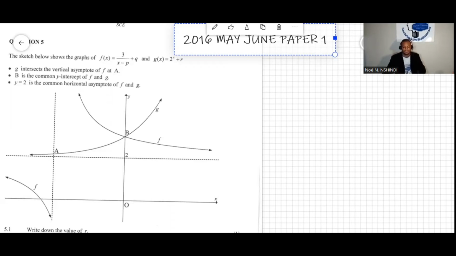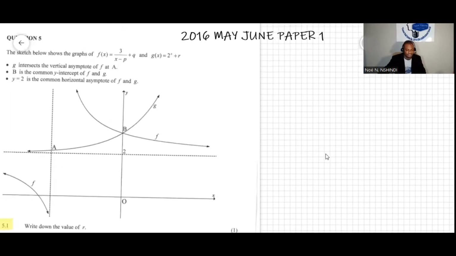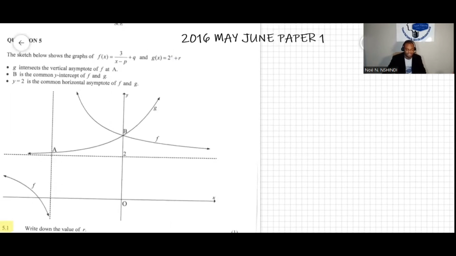Now, question 5.1, as we can see, says write down the value of r. Let me highlight question 5. We need to write down the value of r. All right, r is here. So I'm going to write here question 5.1, r is what we need to find. Now, r is here in this exponential function.